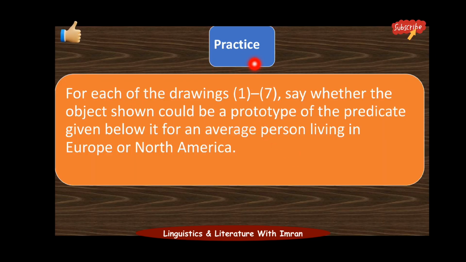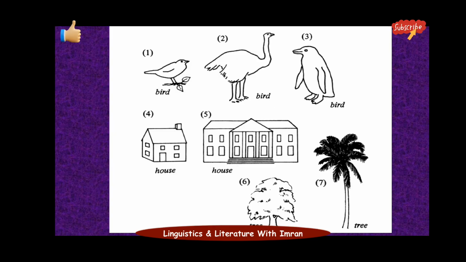Now we have some practice here. For each of the drawings 1 to 7, say whether the object shown could be a prototype of the predicate given below it for an average person living in Europe or in North America. So we would now think about whether they are a prototype of the predicate for an average person, wherever you belong, whether they are a prototype for you or not.